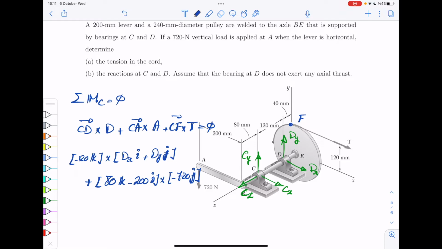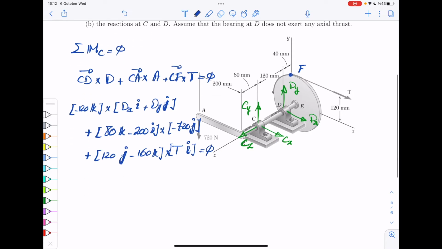And then eventually you have the one from the cable itself. So CF would be 120 in J direction, or in Y direction. So that would be the radius. That's how much you come up. And then this much you go backwards, which is 160. So 120 plus 40. So that's 120J minus 160K times T, and then T itself is purely horizontal, so it has only I components. And that's it. So let's put this also in bracket. That's what you have here.